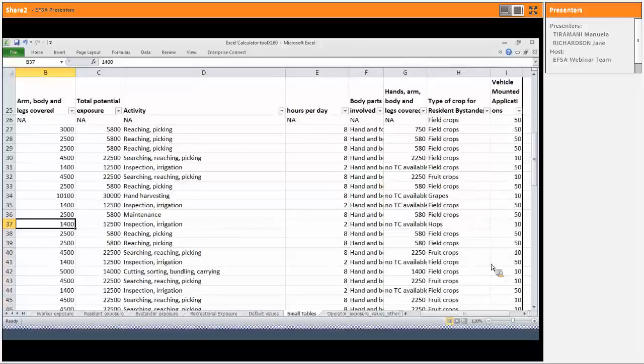Exactly, but obviously these tables are also in the guidance document. So if you're entering the data into the input screen, maybe if you have the guidance document next to you, then you can also refer to the tables, and it will then hopefully be very clear for you how the different values are being combined to do the exposure assessment.